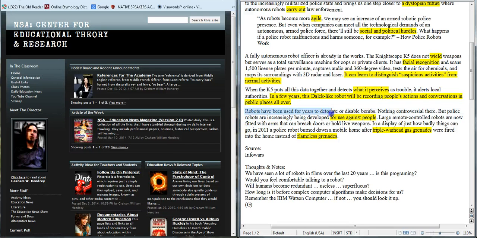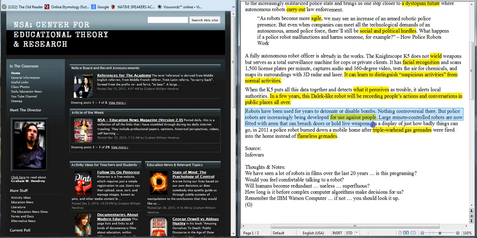Robots have been used for years to detonate or disable bombs. Nothing controversial there. But police robots are increasingly being developed for use against people, against you, against me. Large remote-controlled robots are now fitted with arms that can breach doors or hold live weapons. Fantastic.